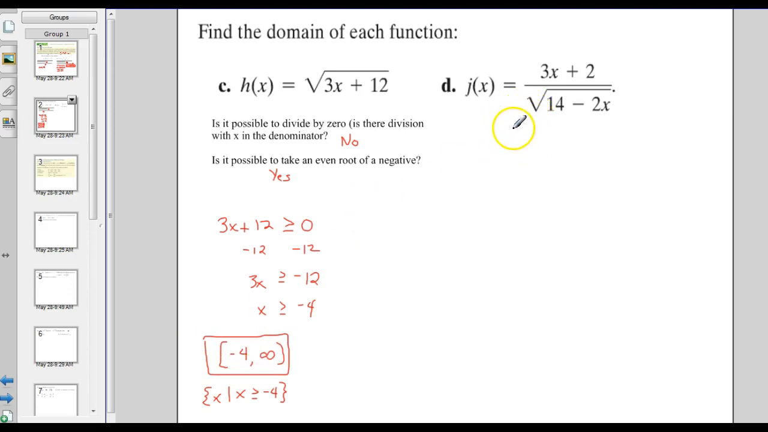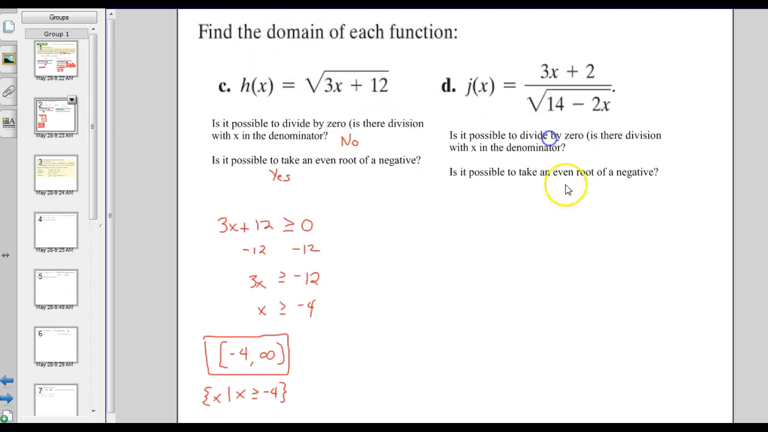Alright, what about this one? Let's look at our two questions again here. Is it possible to divide by 0? Is there division with x in the denominator? Yes. Is it possible to take an even root of a negative? Because that square root's present too. Yes, there is.